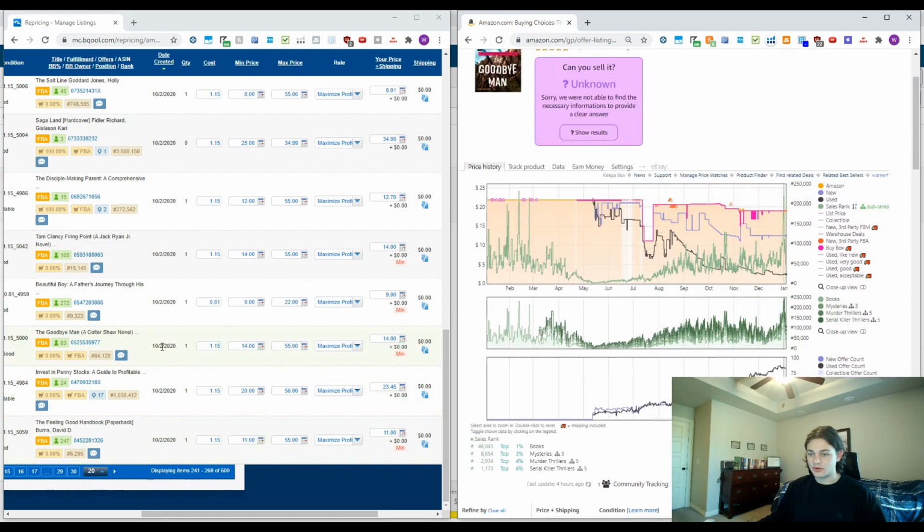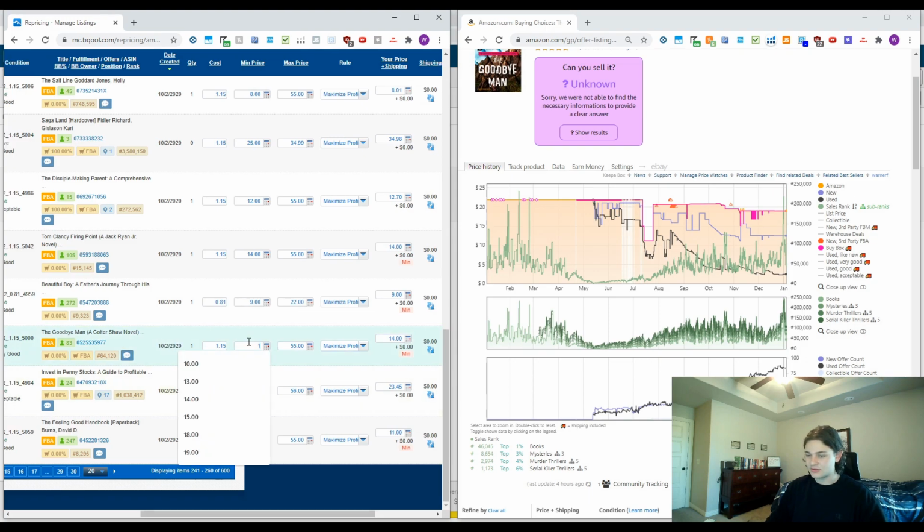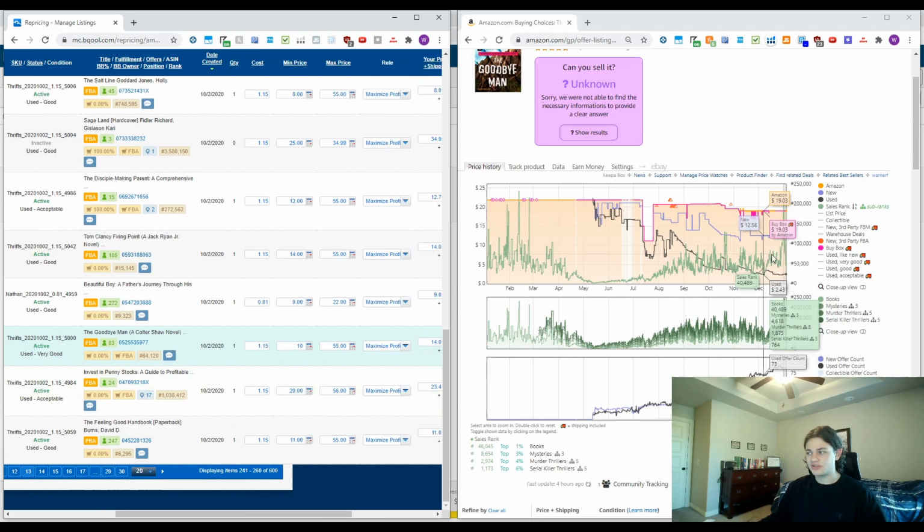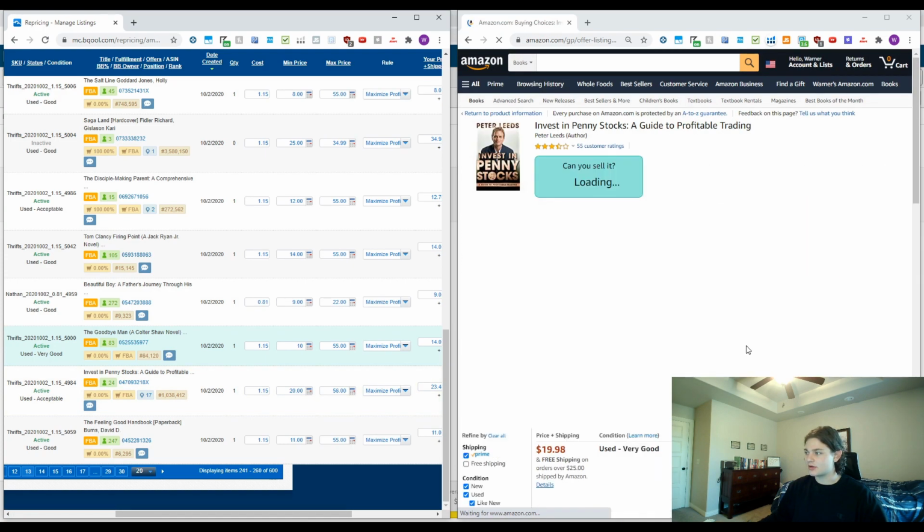In this case, this book is from October, so it's only like 2 months old. So I'm probably going to go to 10 just to see if we can get that boost back up. But that's a good example of when you should just tank the price a little bit, get out of that book. Let's check out this one here.